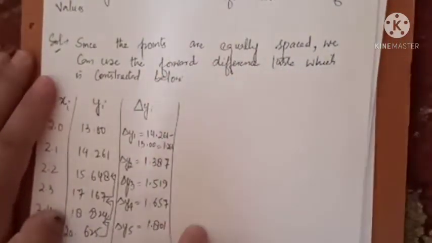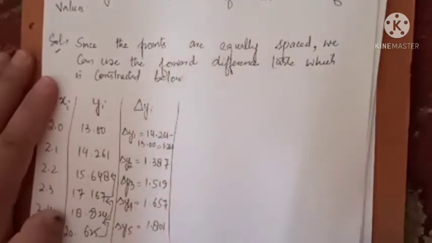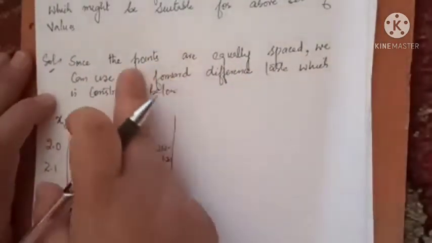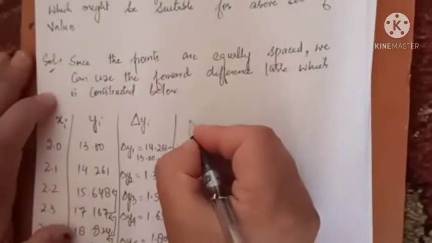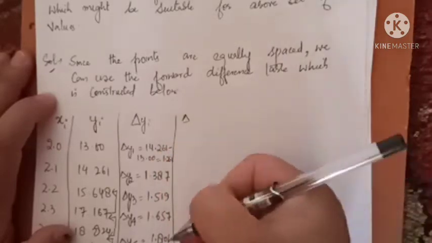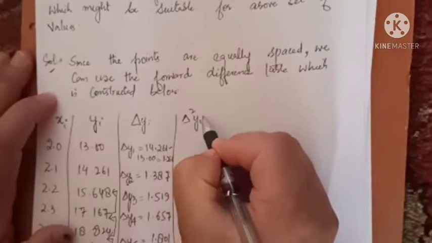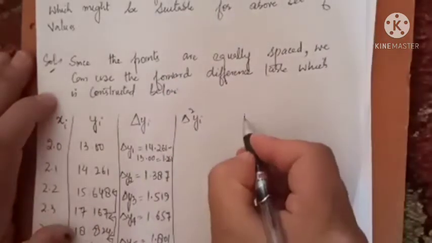We have to see how long we can go, what would be the highest order for this particular question, so that we can find out the order of the polynomial. Still there is a provision of subtraction, so we will see the second order forward difference.